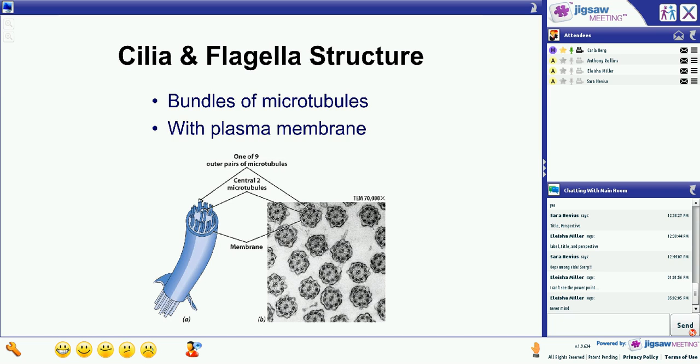So here is the structure of cilia and flagella. You have an outer ring of 9 outer pairs of microtubules. You have inner microtubules, and you have a membrane. And there's a microscopic picture, and if you notice the label, they put 70,000x, so that's the magnification that they are looking under.